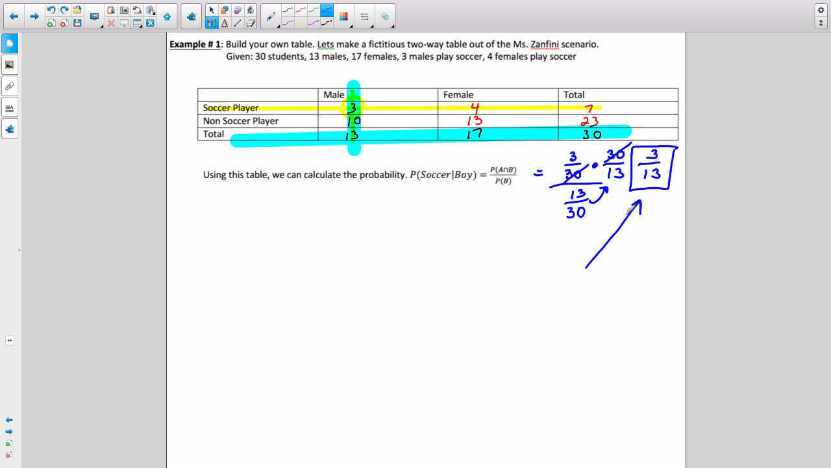Let's get the probability in decimal format. 0.23. There's a 23% chance. So that's how we can use two-way tables to calculate conditional probability.